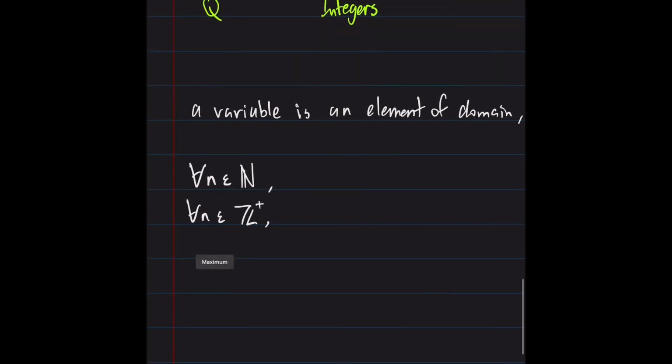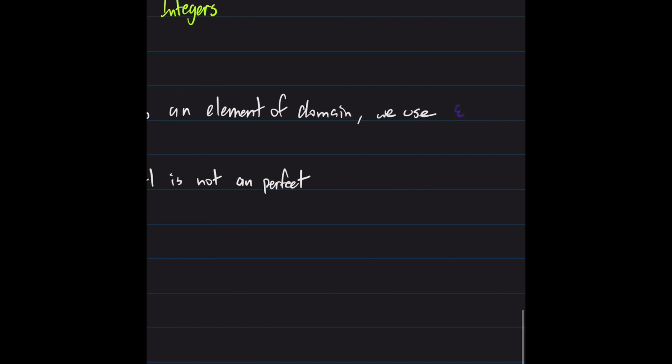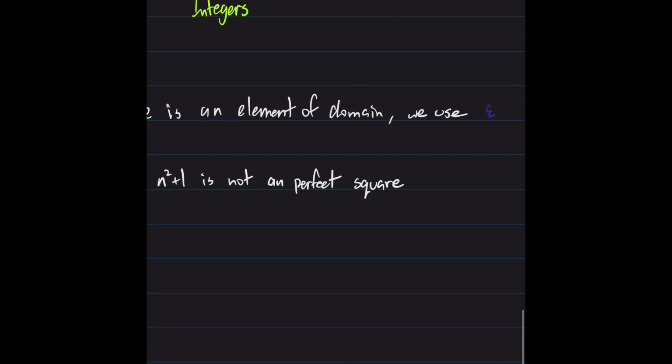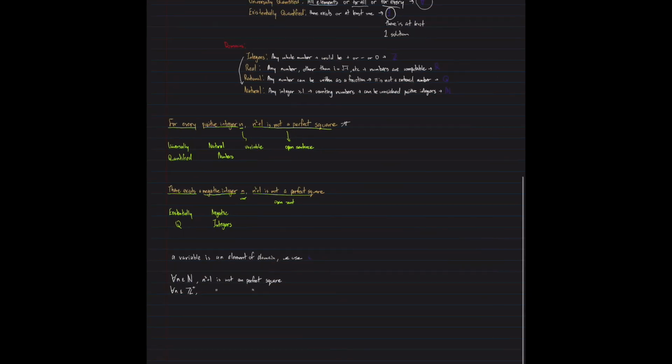So n squared plus 1 is not a perfect square. My bad. And the same thing applies here. So now we have figured out how to convert these into symbolic representations. I'm going to give you guys about maybe 5 seconds. You can pause the video here and try to convert this into a symbolic representation and see whether you got it right.